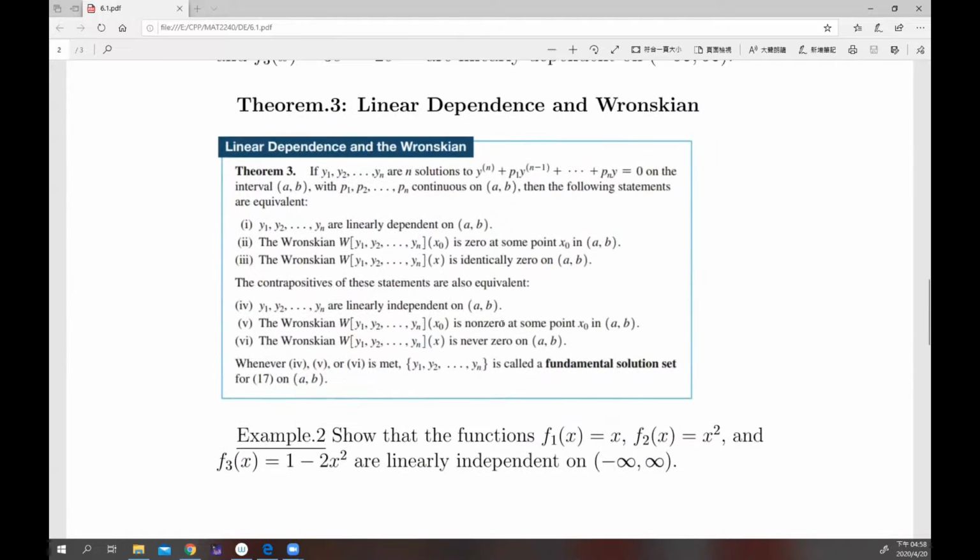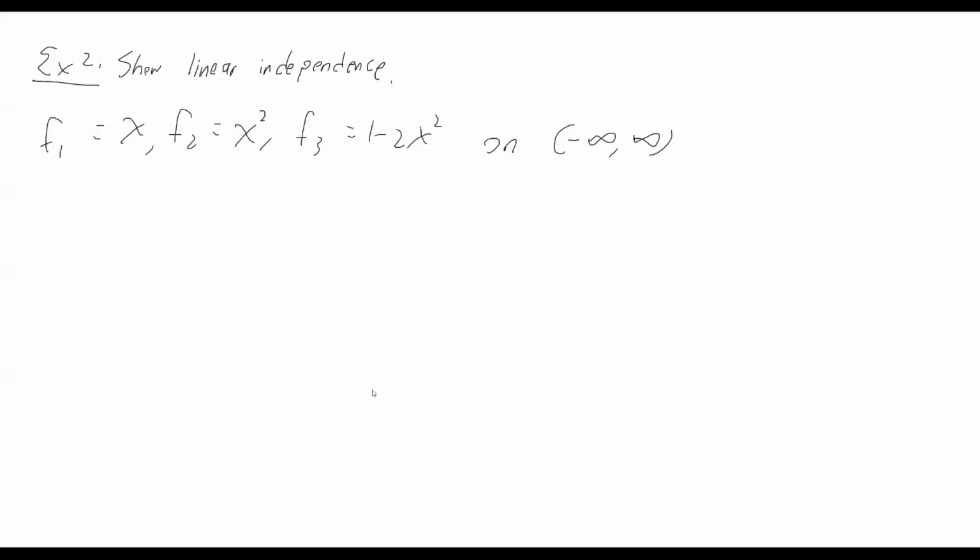Okay. Next, we're going to use this idea, theorem 3, to check if, of the functions, we have another set of 3 functions, and want to show that they are actually linearly independent on the interval negative infinity to positive infinity. Okay, so there are actually many ways we can show that F1 to F3 are linearly independent. There is a method in the textbook, you can read that, but here I actually want to show you how to apply theorem 3. Meaning, if we can show that the Wronskian is non-zero at some point, then we can say that these 3 functions are linearly independent. Okay?